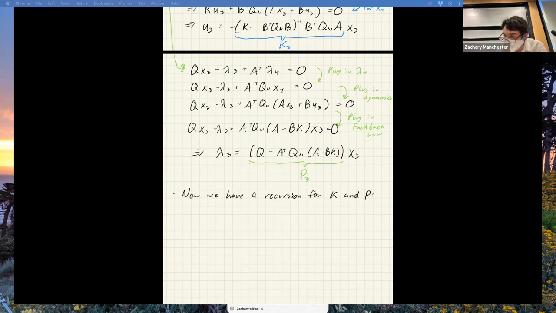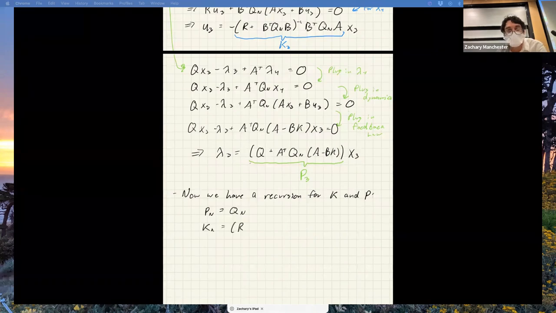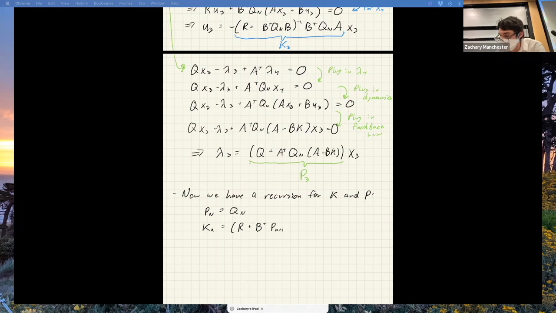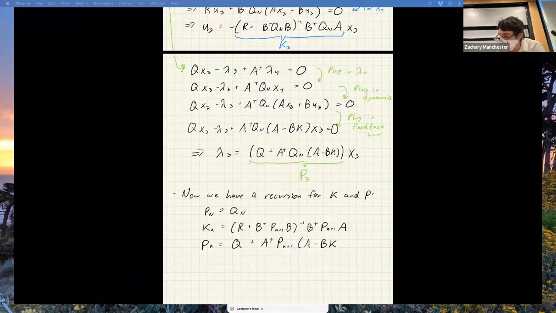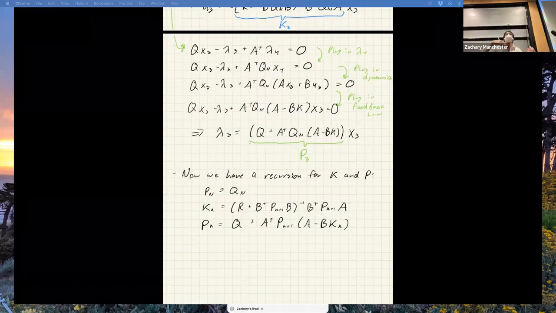K and P. So this looks like we say PN equal to QN. Then we do K sub K equals the equation we derived up there, R plus B transpose P K plus one B, inverse B transpose P K plus one A. Then the P is Q plus A transpose P K plus one A minus B K. And we can just do this and go the whole way back. So we start at time step N, and then we can find Ks and Ps all the way to time step one, right? We go backwards.